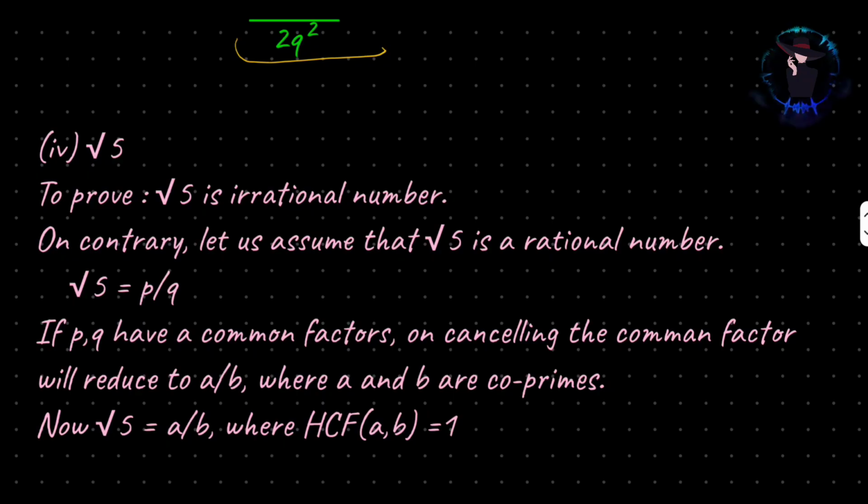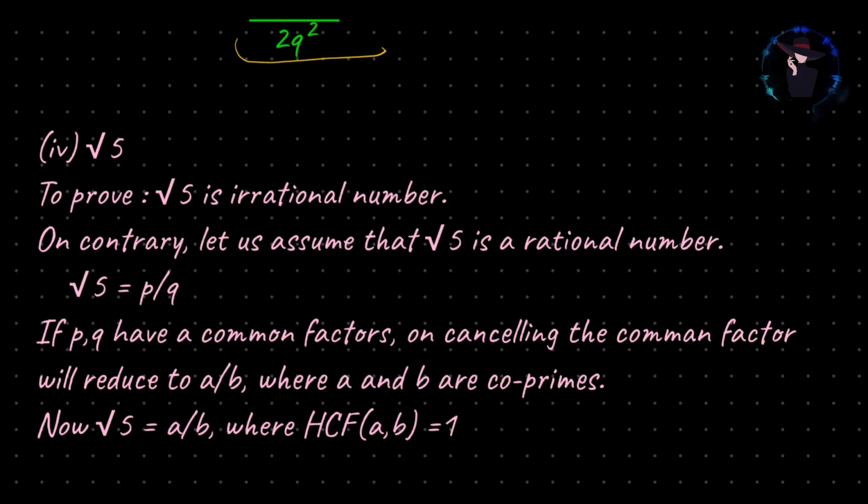Next question, we got root 5. Just by looking at it, we can say it is irrational, right? Because it is not the square of any integer. So let's prove it. So how are we going to prove? Again, we take the contrary method, take it as rational. If it is rational, it is in the p by q form.